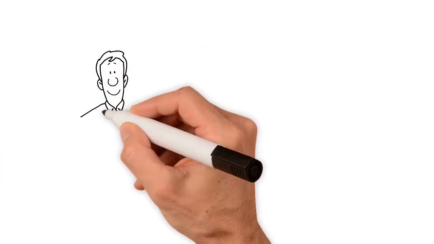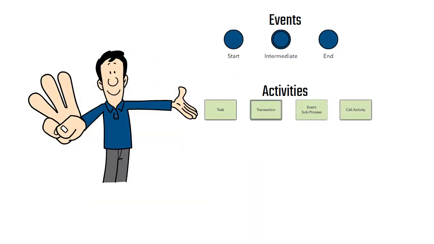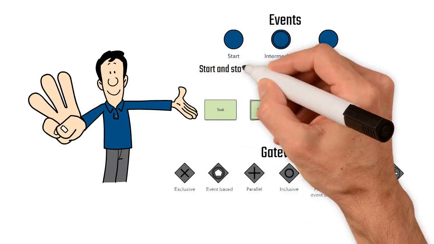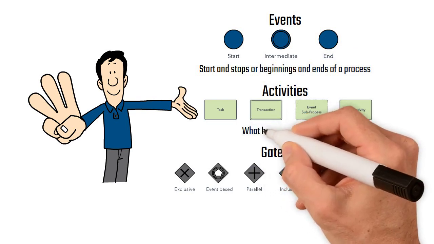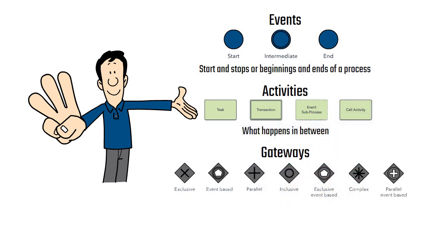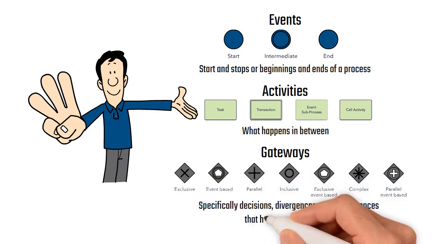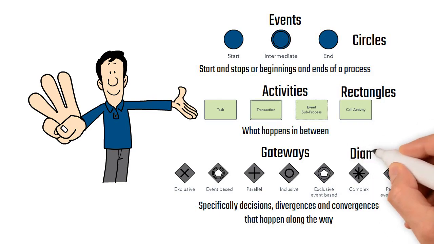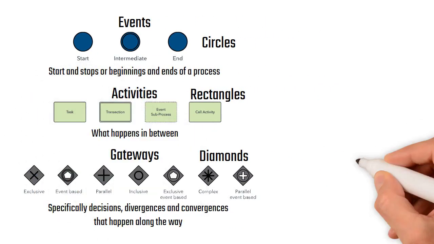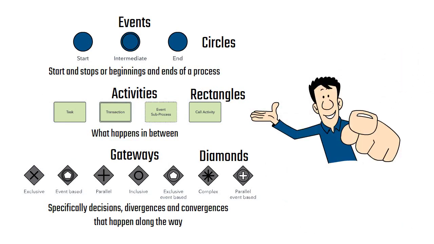Three of the most common standard elements in a BPMN process flow are events, activities, and gateways. Events mostly denote starts and stops, or beginnings and ends of a process. Activities are what happens in between, and gateways are more specifically decisions, divergences, and convergences that happen along the way. They each have a unique symbol. Events are circles, activities are rectangles, and gateways are diamonds. Can you see how this standard modeling notation enables both rapid and detailed information sharing about a business process?